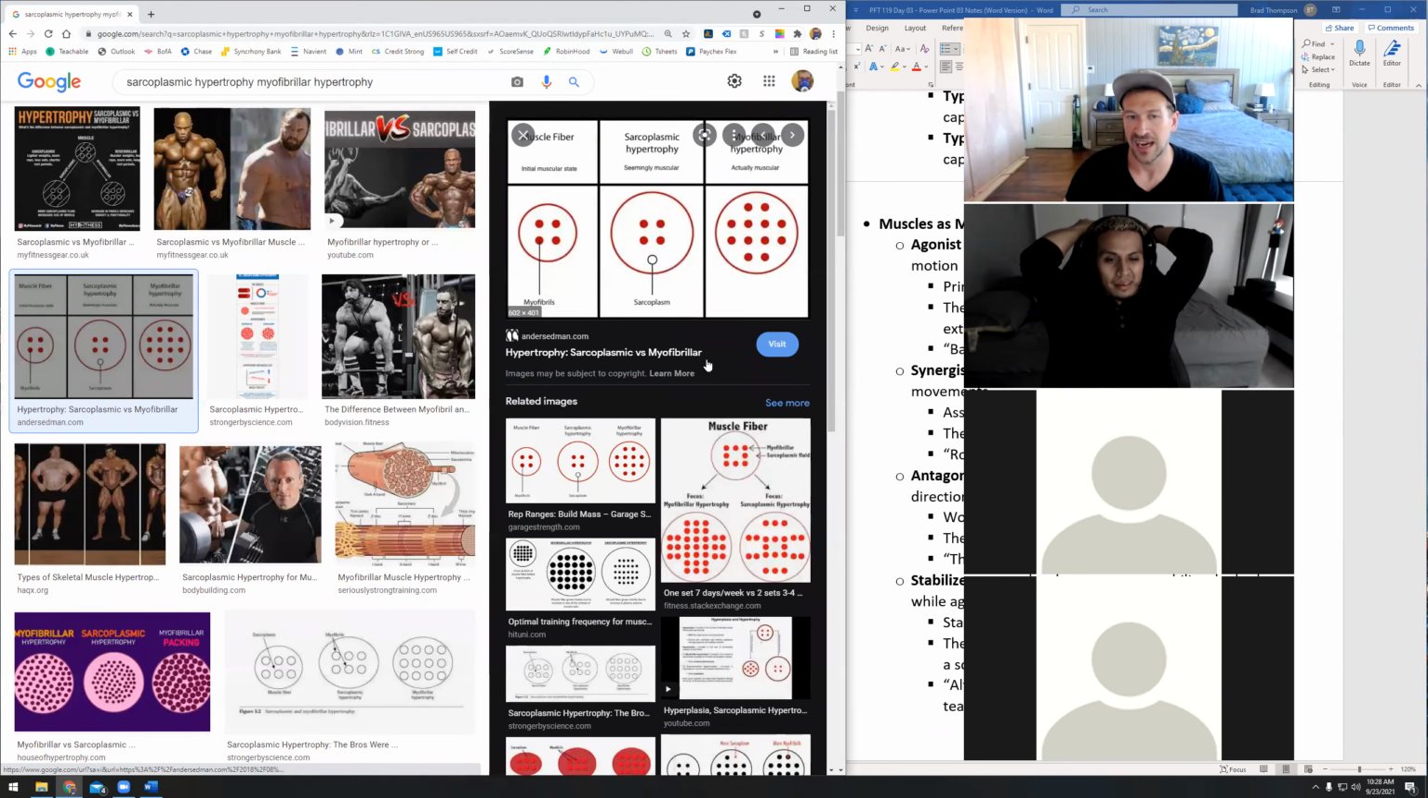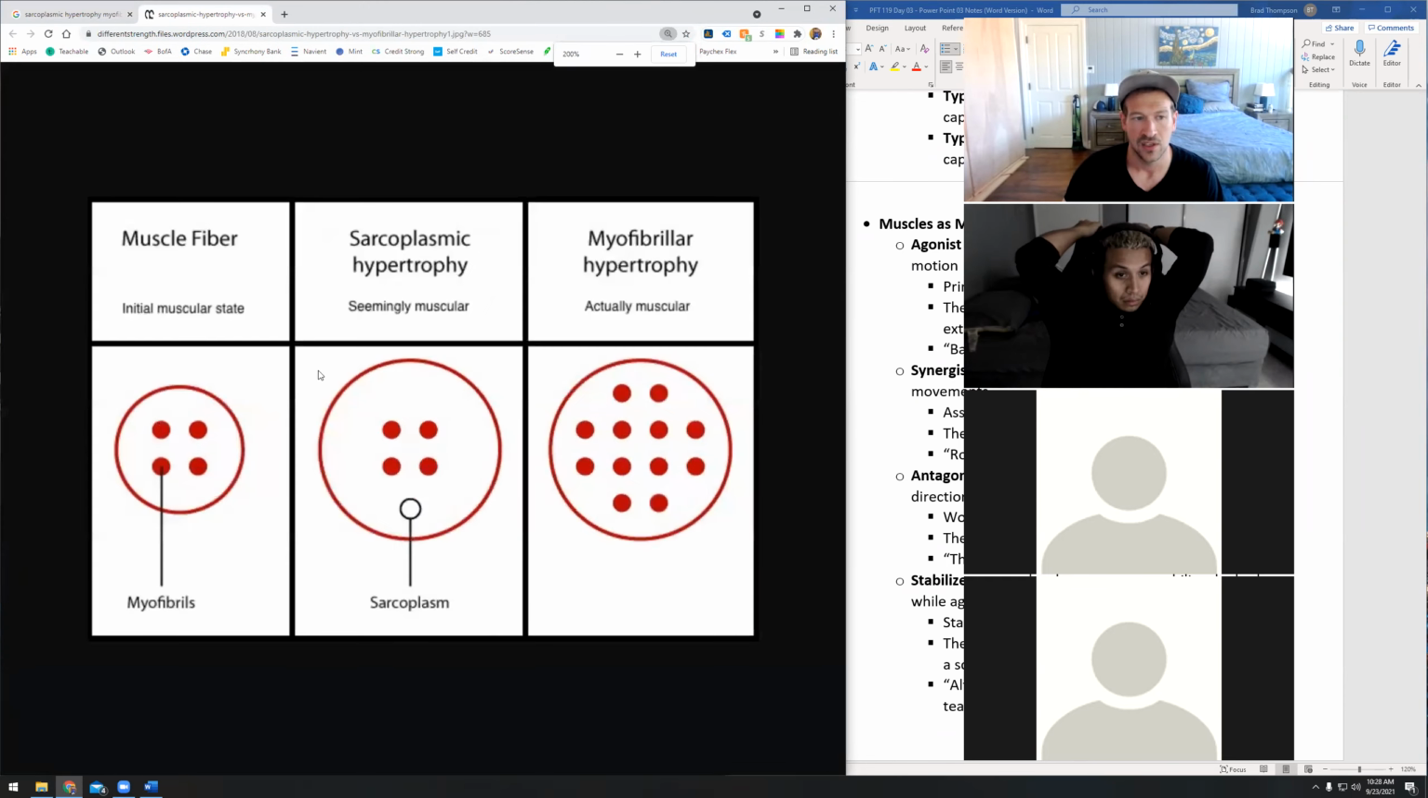Here's a diagram representing the difference. Here's a normal muscle fiber. It's got four proteins in it, and it's about this big. Now, if we just made the cell bigger, we draw more fluid in there, that's sarcoplasmic hypertrophy. But if we also stacked more proteins in there, that's myofibrillar hypertrophy. This is really good at generating energy because there's all this cellular fluid to create energy. And this is really good at being strong because there's more proteins to contract.